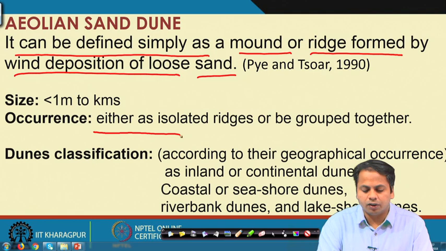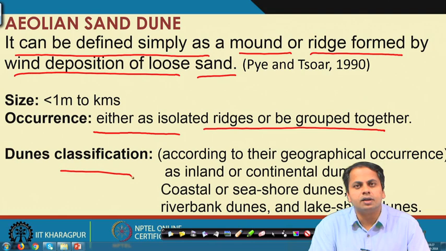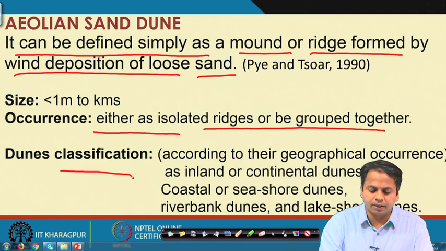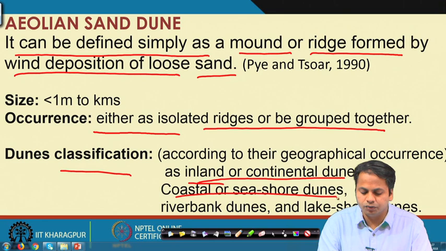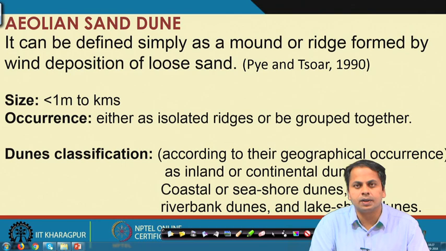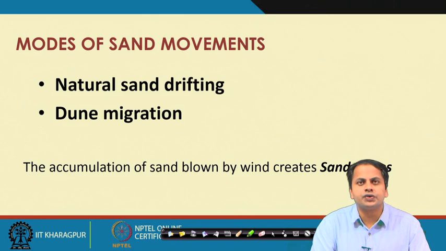Sand dunes are classified according to their geographical occurrence, either as inland or continental dunes, coastal or seashore dunes, river bank dunes, or lakeshore dunes. These are the classifications based on their geographical location and occurrence over that region. And the modes of sand movement can be either by natural sand drifting or by dune migration.